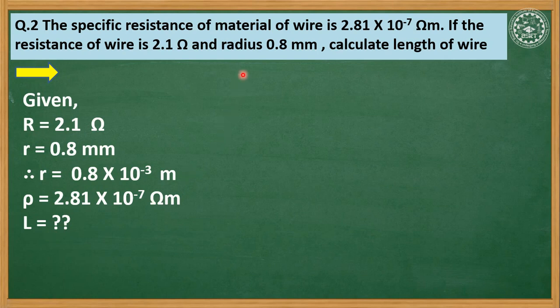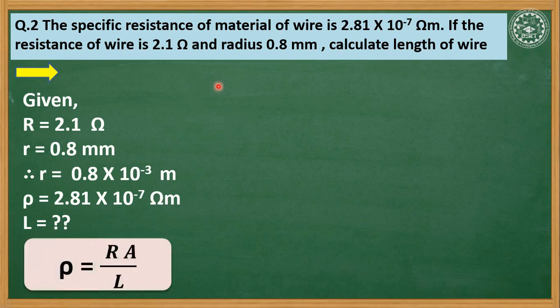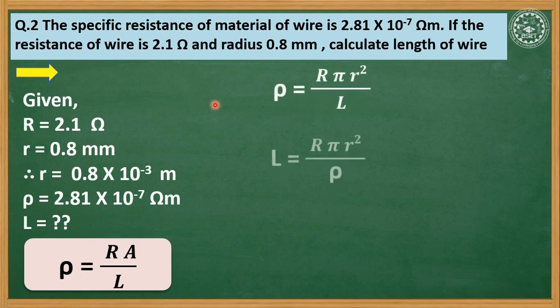Once again write down the formula. Rho is equal to RA upon L is our formula. Now rearrange this formula for L, because L is the term that we have to calculate. आपल्याला L ही टर्म आहे ती आपल्याला या ठिकाणी कॅल्क्युलेट करायची आहे. त्यामुळे आपण हा फॉर्म्युला L साठी रिअरेंज करू. ठीक आहे. देन L इज इक्वल टू R pi R square upon rho.